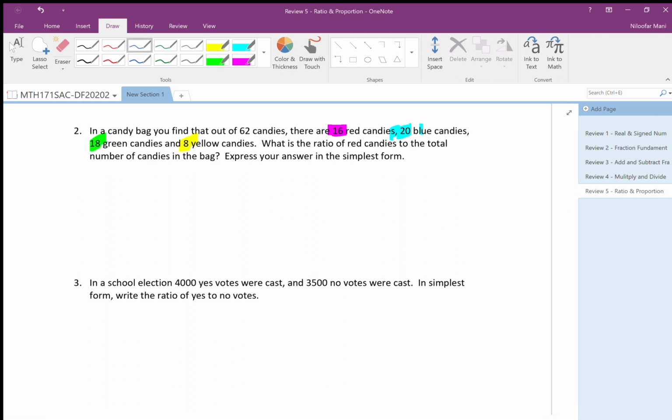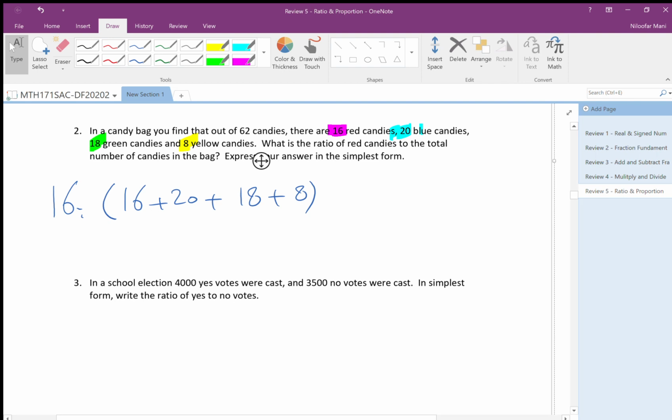What is the ratio red to total? Okay, how many red do I have? 16. Then how many total? You have to add them all. So here we call it ratio, but it's actually a fraction. What is the fraction of red candies? Okay, so it's 16 to 24.